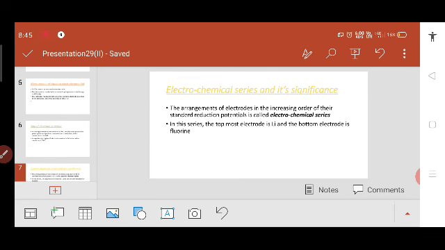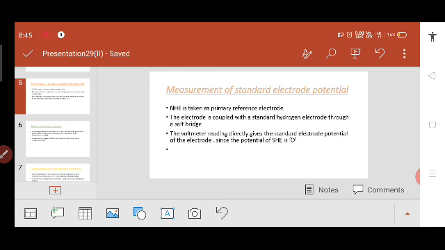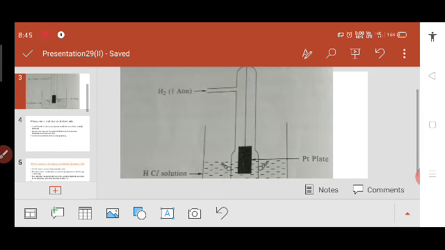The arrangement of the electrodes in increasing order of their standard reduction potentials is called the electrochemical series. So your standard hydrogen electrode is constructed as given in the diagram, and the electrode potential of the standard hydrogen electrode is 0.